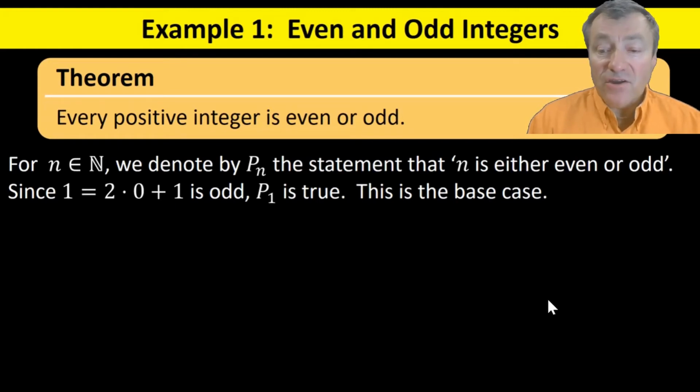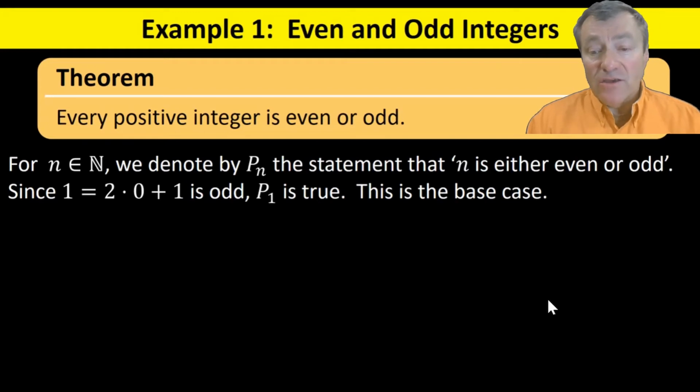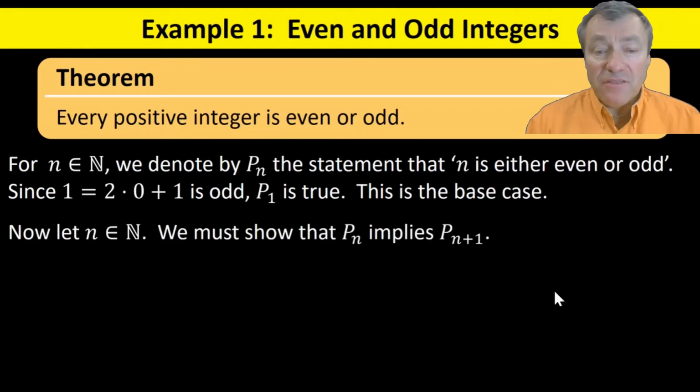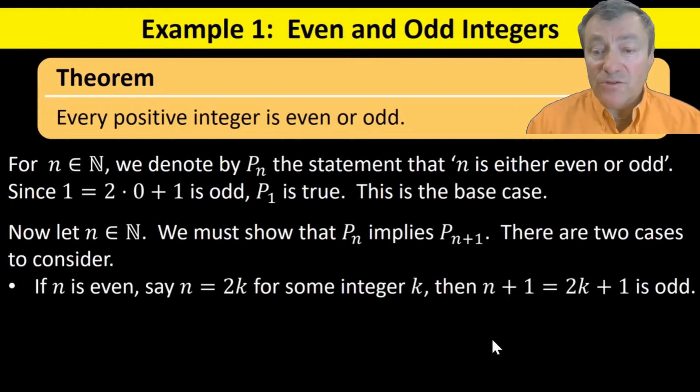The initial case is not hard to check. It's the statement P1, which says that 1 is either even or odd. Well, 1 is odd, which we see from the definition, so that shows the first requirement being satisfied. Now we have to check the inductive step. Let n be any positive integer. We need to show that Pn implies Pn plus 1. In order to do this, we consider our 2 cases. Our assumption here, the inductive hypothesis, is that n is either even or odd.